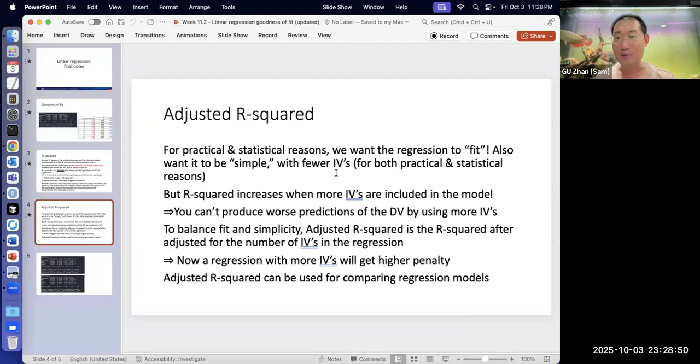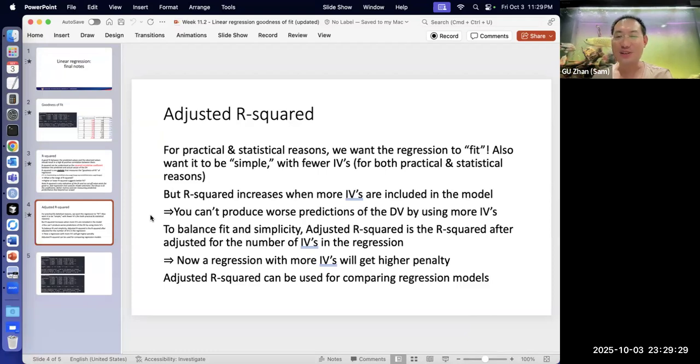So linear regression is a conditional expectation. You add more conditions into it, and if the condition is actually useless and doesn't explain anything, then you just leave it there. So adjusted R squared tries to penalize that, because we don't want a model to be complicated. We don't want to introduce any meaningless things.